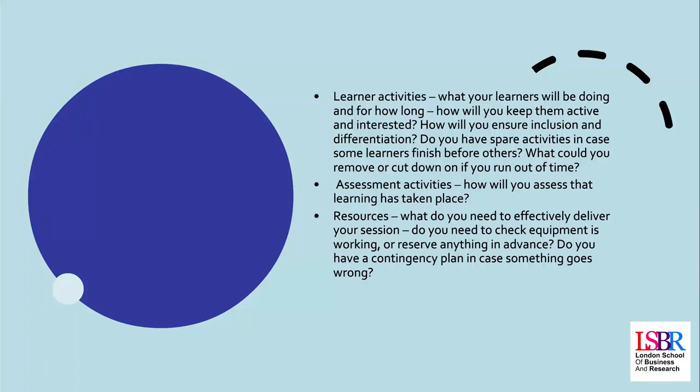Sometimes lessons don't go to plan. Sometimes the learners learn really fast. Sometimes they learn a bit slower. You need to be able to adapt your lesson as it goes. Cut things out, add things in. Making sure that everybody's working all the time. Some learners will finish before others, making sure that they've got an extra activity to do while the other ones are finishing their activity. And also assessment activities.